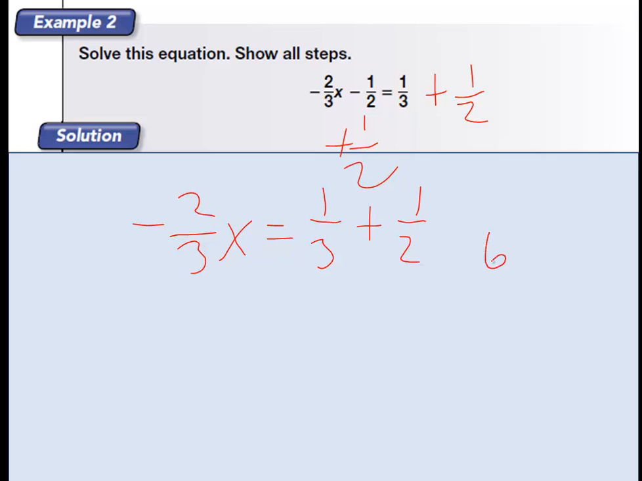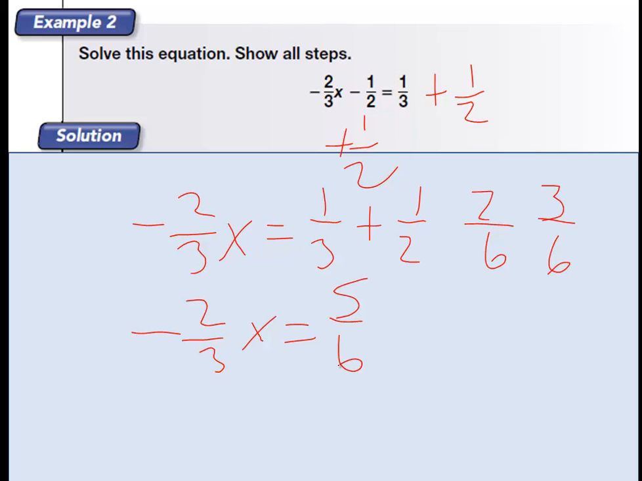Let's get our common denominator of 6. Here we're going to get 2/6, and we're going to get 3/6. So we've got 5/6. So we've got negative 2/3 x equals 5/6.